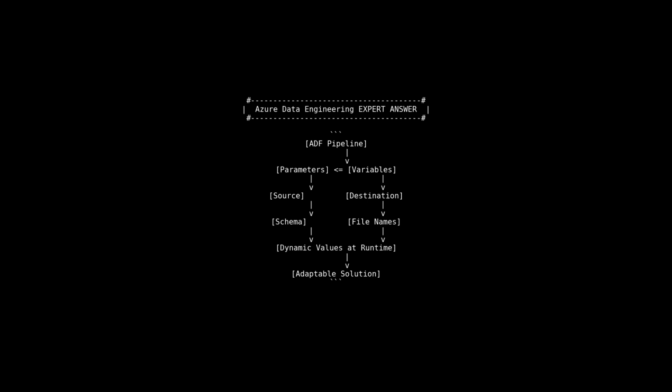For instance, in a recent project, we were dealing with multiple data sources, and each had different schemas and update frequencies. We defined parameters at the pipeline level for source, destination, and file names, which made our solution very adaptable.